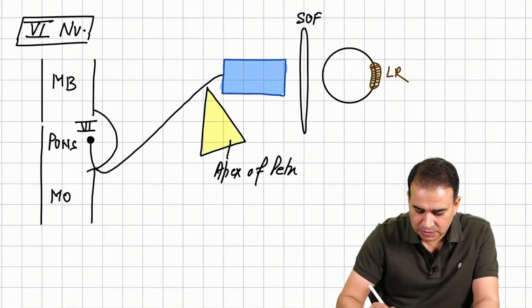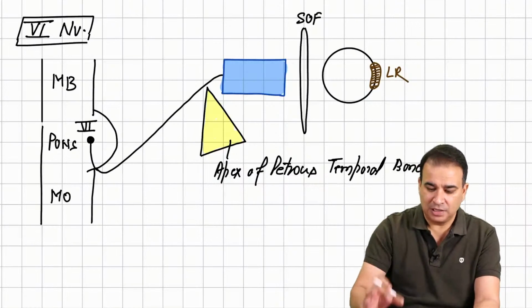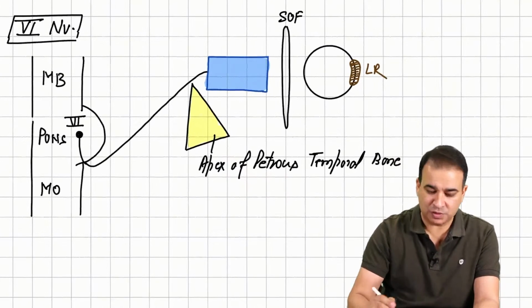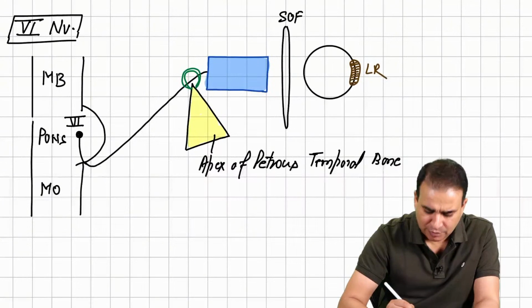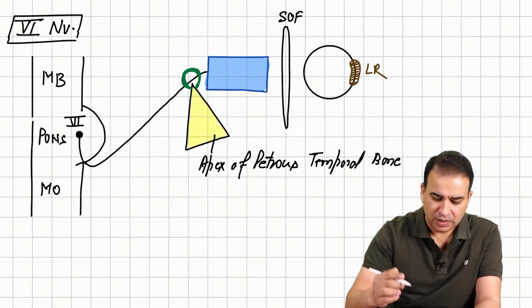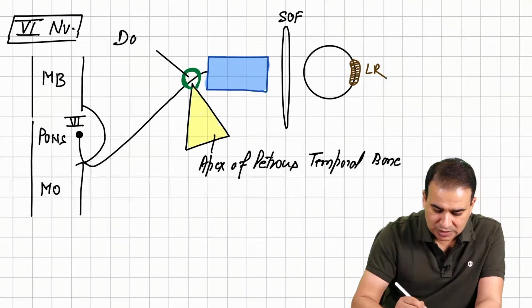There is an apex of the petrous temporal bone. As you can see, the nerve is in relation to the apex of the petrous temporal bone, where it is also passing through a ligamentous canal. It's a petroclinoid ligament, guys. The name of the ligament is not important. This ligament is forming a canal, and this canal is called Dorello's canal. So your sixth nerve is passing through this canal, which is called Dorello's canal.